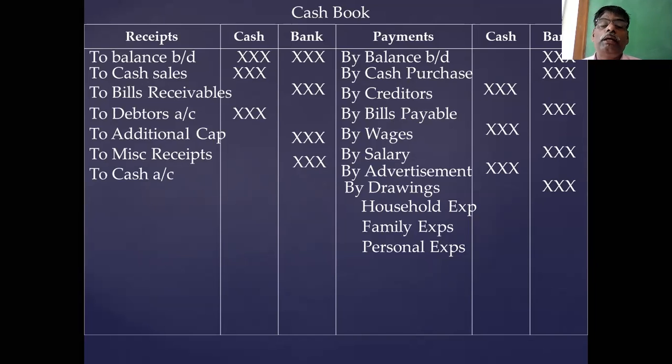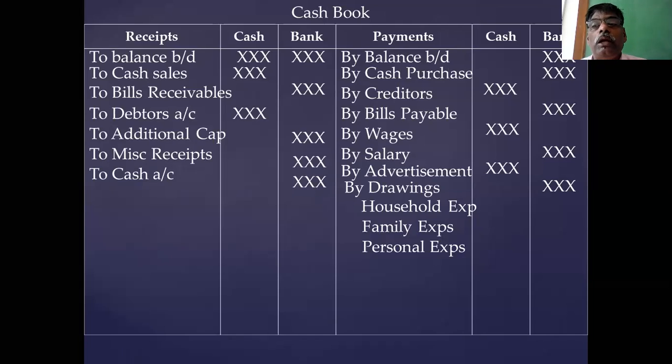Cash deposited in bank. You write to cash, and write the amount in the bank column. So there is a receipt to the banker. Cash deposited into bank. You write on the debit side to cash and the amount in the bank column.